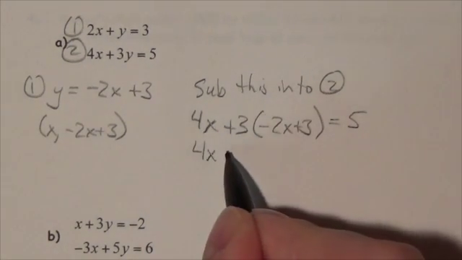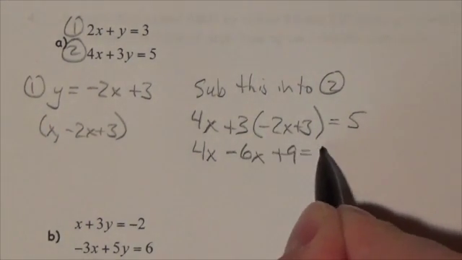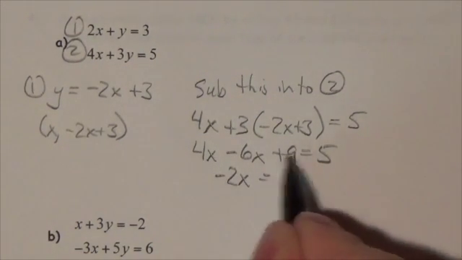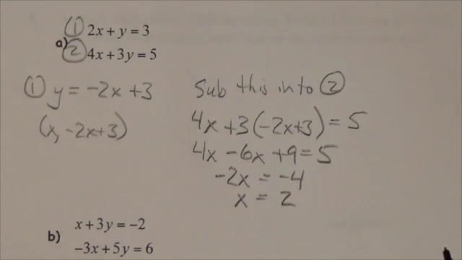So 4x, I'm going to distribute that through: negative 6x plus 9 is equal to 5. Okay, put those together. That's negative 2x. I'll bring the 9 over, negative 4. x is equal to 2, positive 2. Wonderful. So now I know the x coordinate.